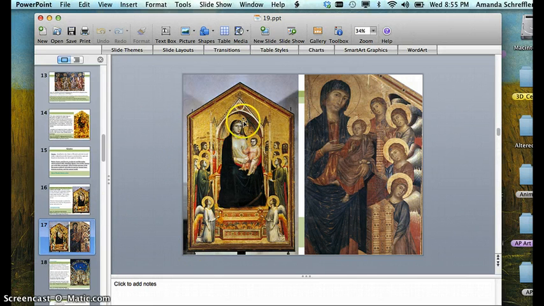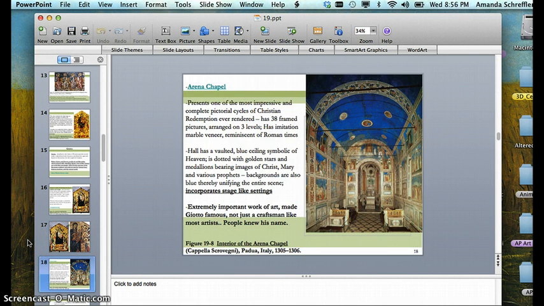Also, this attempt at perspective. Again, the Virgin Mary is inside of this structure. It has depth. We can tell that it's receding in space. So this is new. This is important. This is the beginning of Renaissance art.